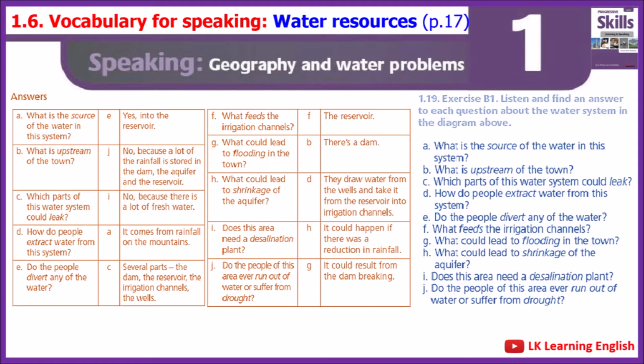E. Do the people divert any of the water? F. What feeds the irrigation channels? G. What could lead to flooding in the town? H. What could lead to shrinkage of the aquifer? I. Does this area need a desalination plant? J. Do the people of this area ever run out of water or suffer from drought?